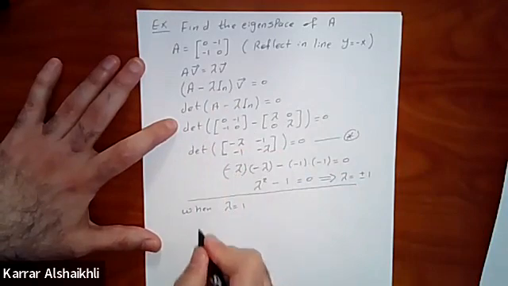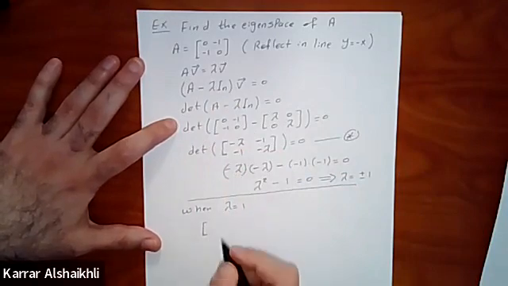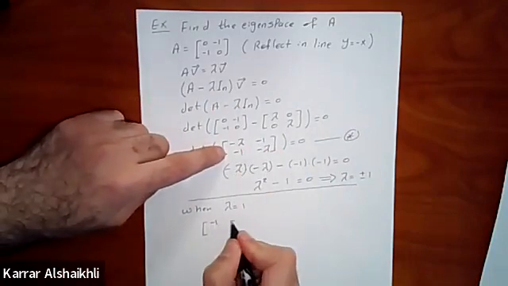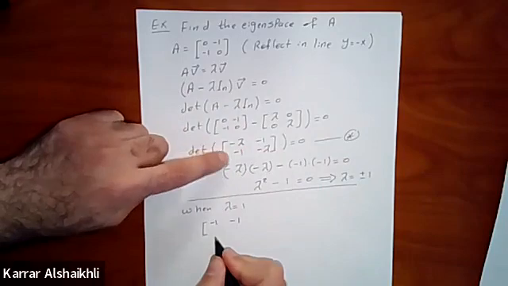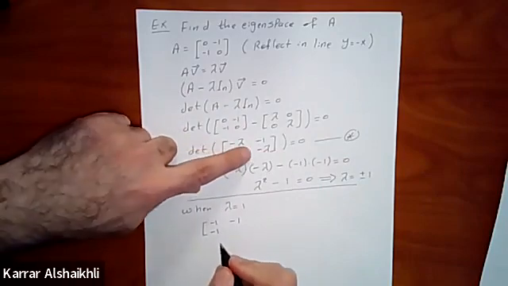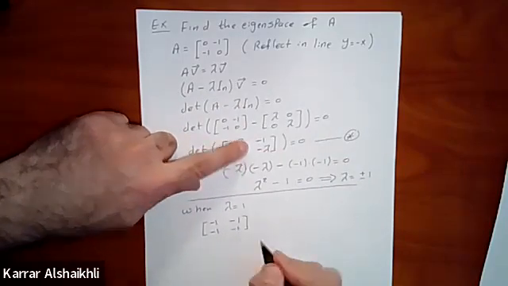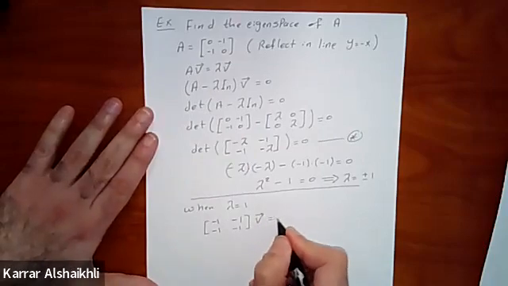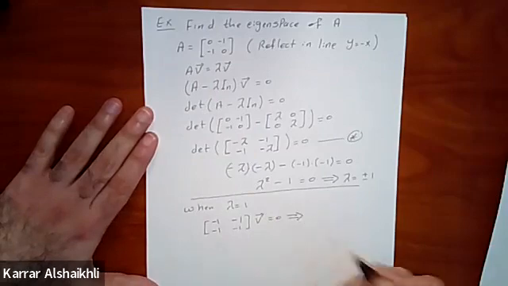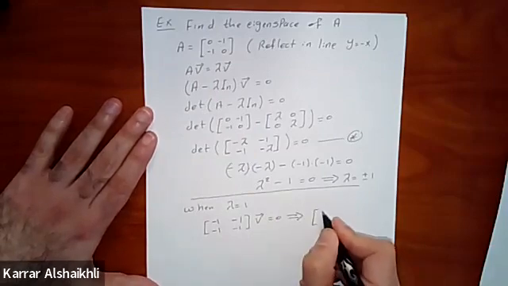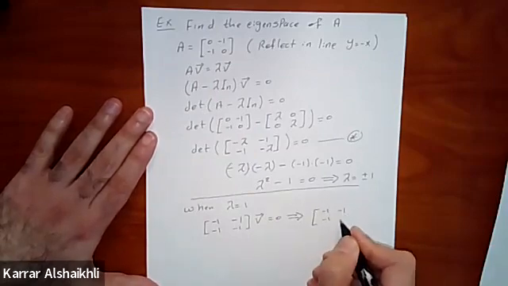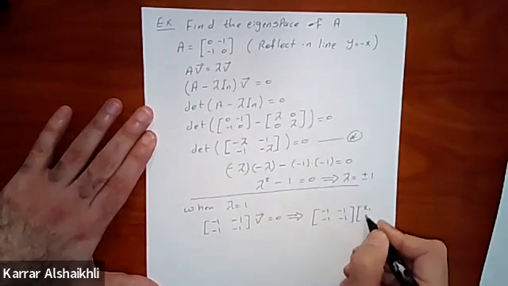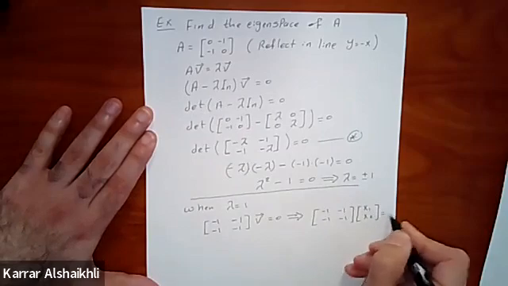So A is going to be -1, and here is -1, here is -1, and here is -1, times the vector v equals 0. That's me. I'm going to say -1, -1, -1, -1, times, let's say, x1, x2 equals 0.